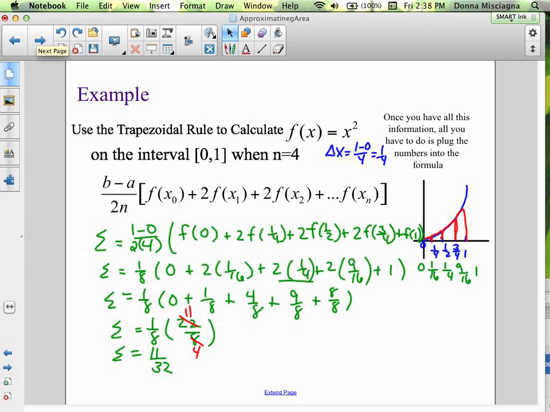Okay. So once you get the hang of the right and the left, the midpoint's not too difficult. Right? And notice the trapezoid is not too difficult. The midpoint's not too difficult either, but this is the trapezoid. Just notice it's using every value, right? And it's using all the values but the endpoints twice.